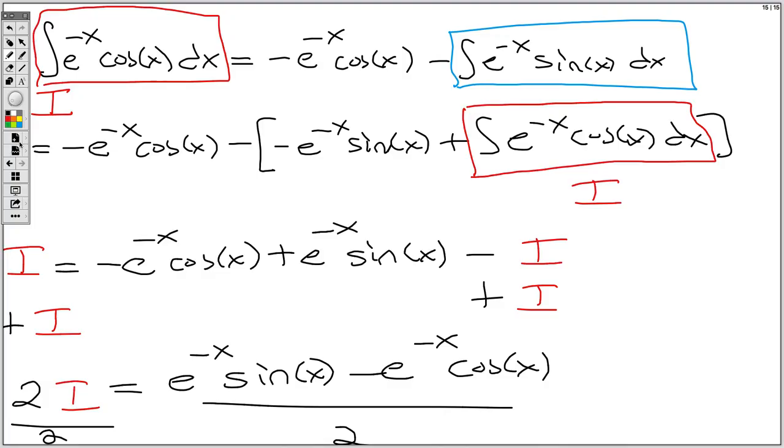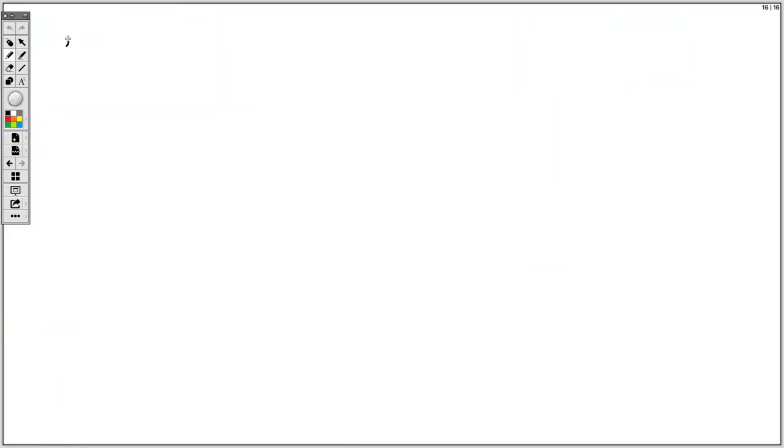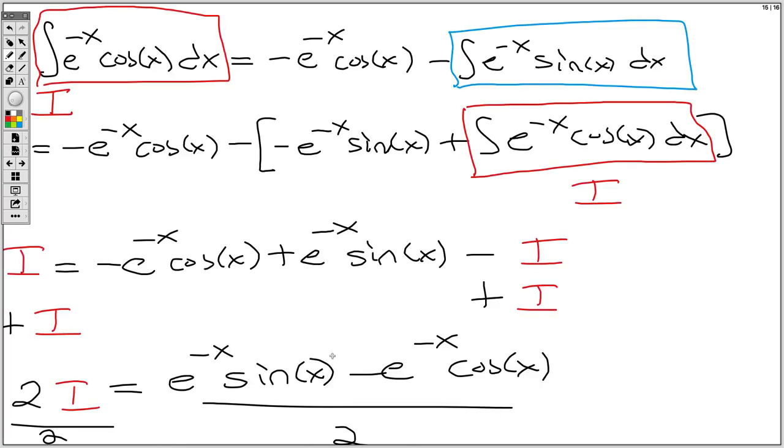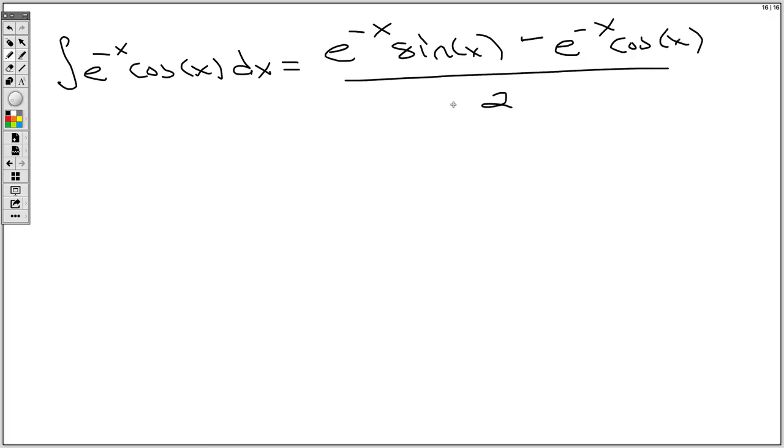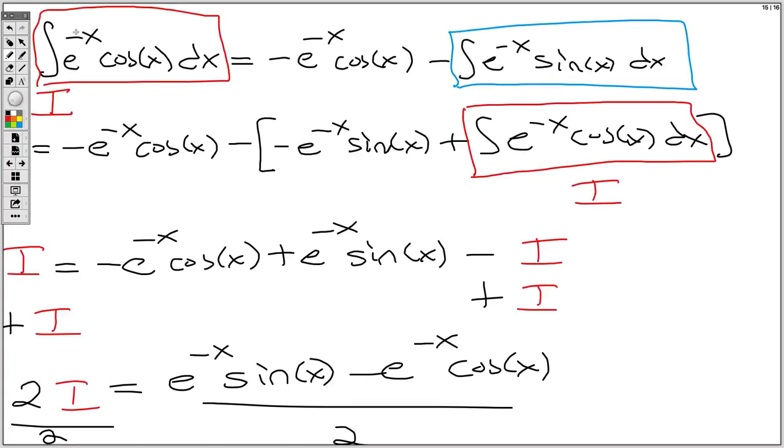So the fact that it came back to itself was actually very helpful, because now I can get at it that way. So my final answer will be the integral of e to the minus x cosine of x dx is equal to e to the minus x sine x minus e to the minus x cosine x all over 2. And don't forget your what here, folks? Plus c. Okay? Because technically speaking, this integral represents a family of antiderivatives.